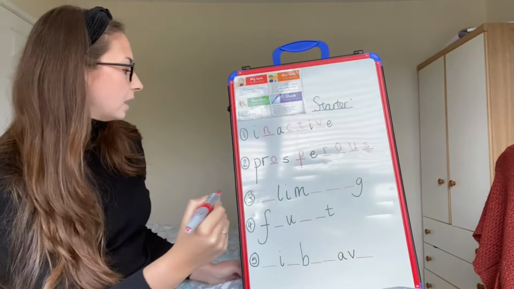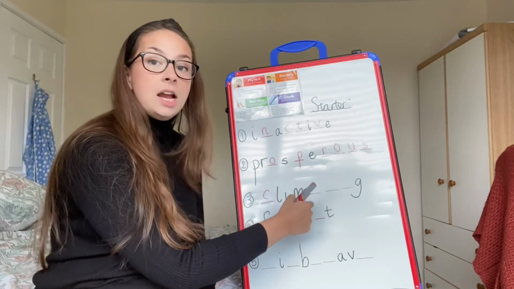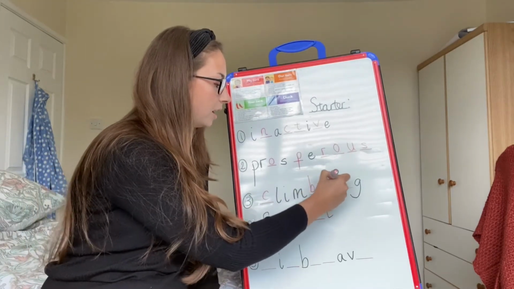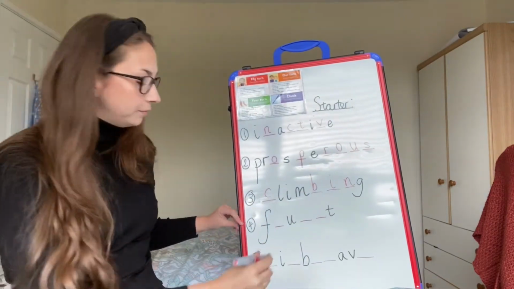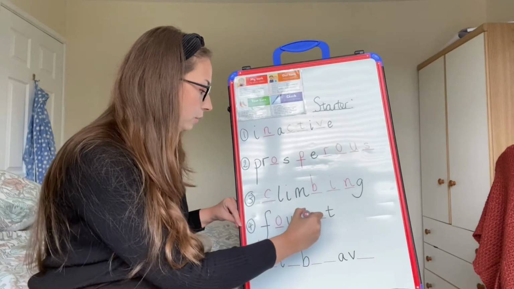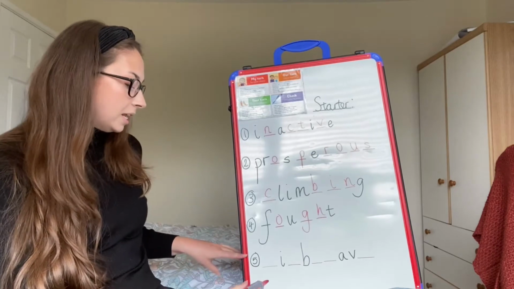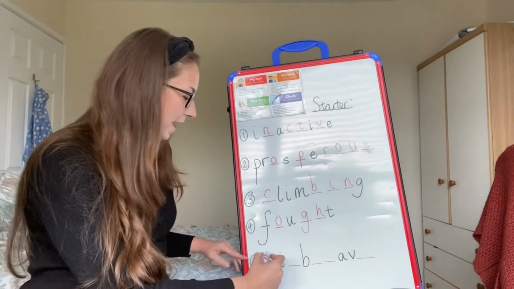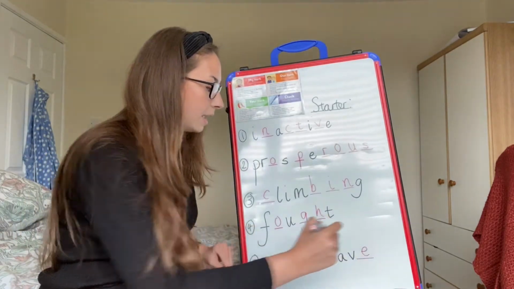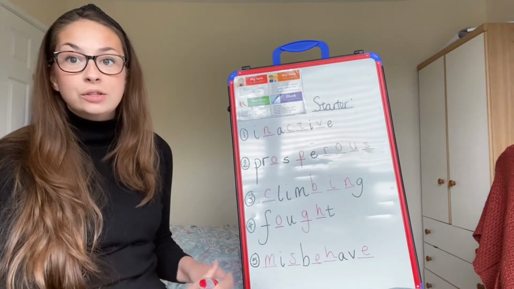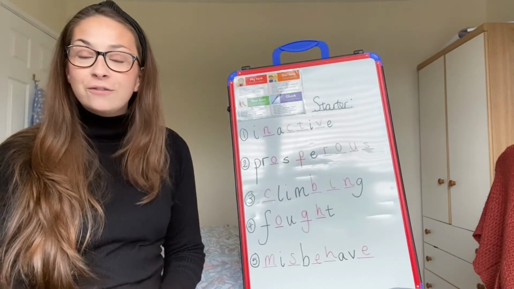O-U-S. The third one is climbing, with that silent B here after the M. Climbing. The fourth one is fought. F-O-U-G-H-T. And the very last one is misbehave. That's right. Misbehave. And that mis prefix here means to not behave. Okay, brilliant. Check to see if you've got those correct, and I'll see you back in a second for the spelling focus.